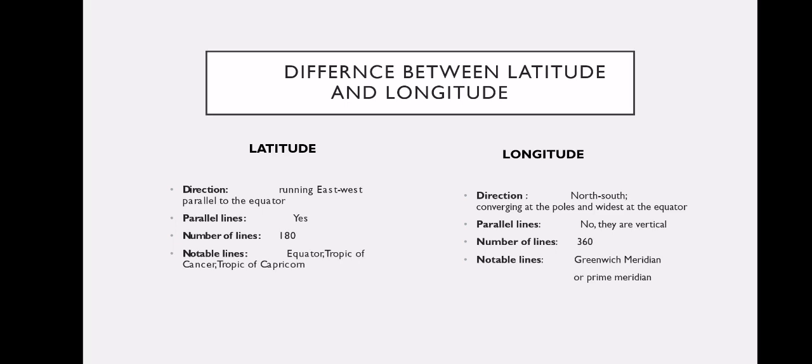The number of longitudes running north to south is 360, or we can say the degrees of longitude on the globe total 360 in number. The notable important degree of longitude is the Greenwich meridian, or another name for it is the prime meridian, which is actually the 0 degree of longitude running from north to south.